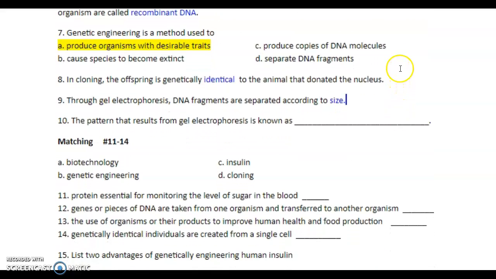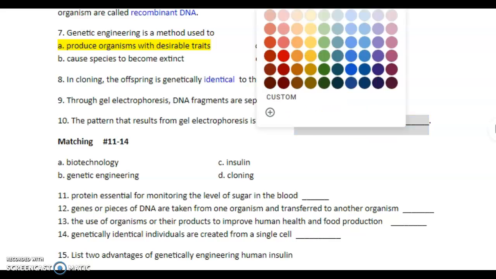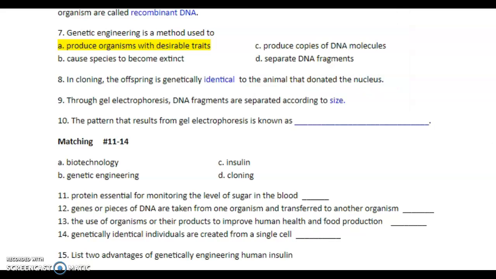Number 10, the pattern that results from gel electrophoresis is known as, that's the DNA fingerprint. It's known as a DNA fingerprint.